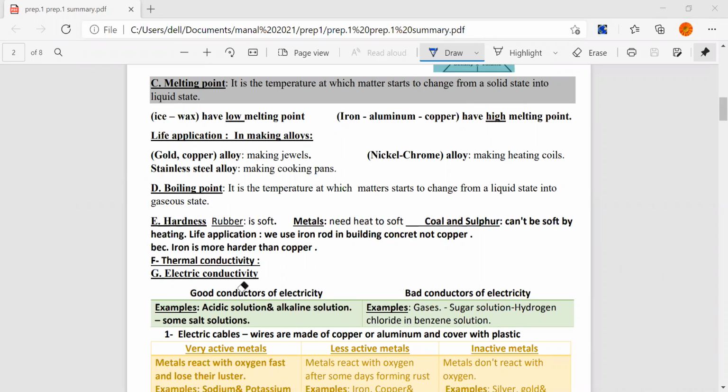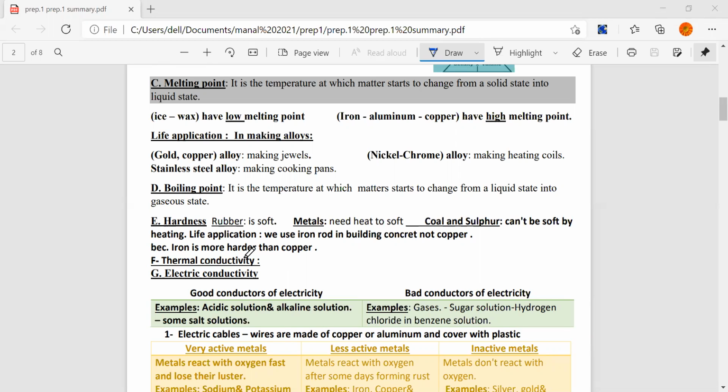Now, how do we use iron rods in building concrete, not copper? Because iron is harder than copper.